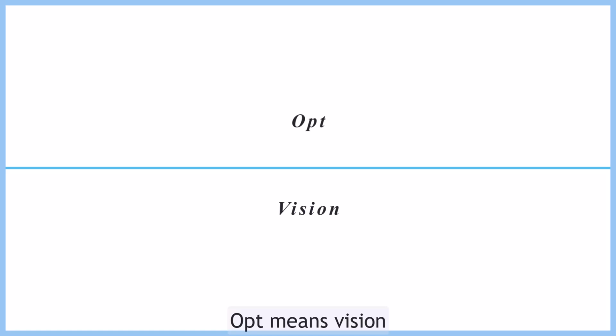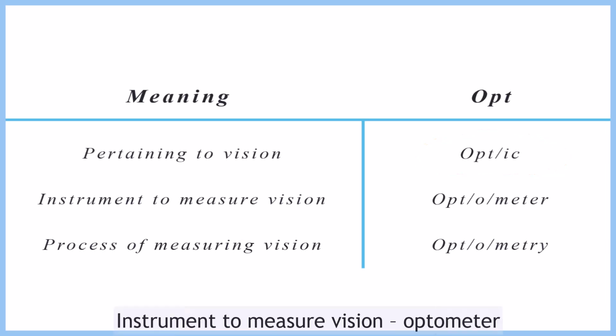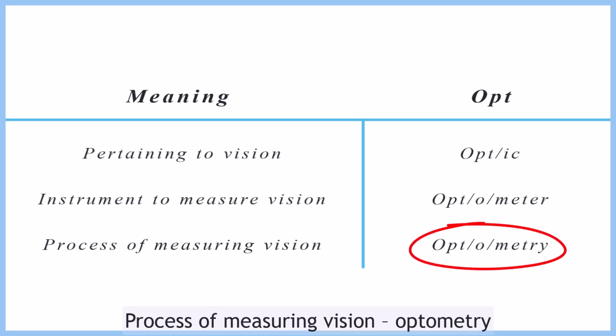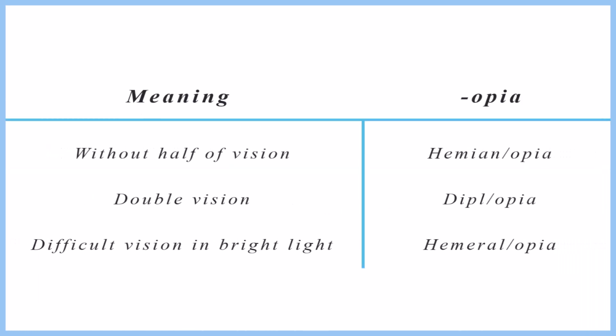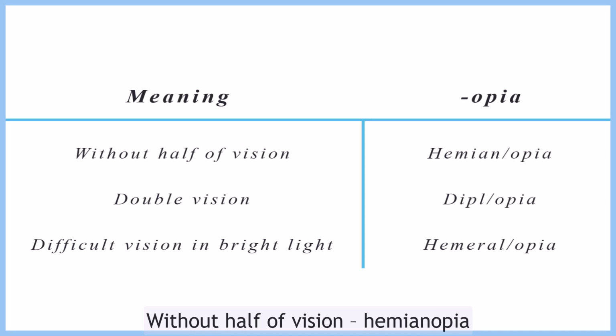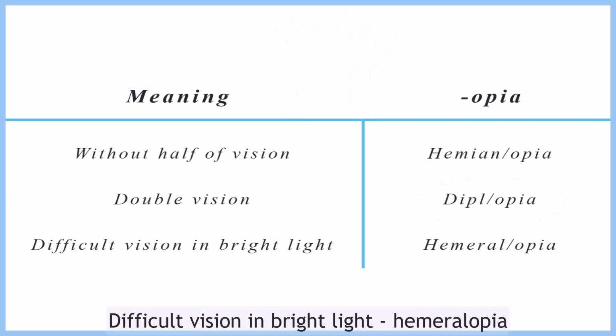Opt means vision. Pertaining to vision, optic. Instrument to measure vision, optometer. Process of measuring vision, optometry. Opia is a suffix which means vision as well. Without half of vision, hemianopia. Double vision, diplopia. Difficult vision in bright light, hemeralopia.